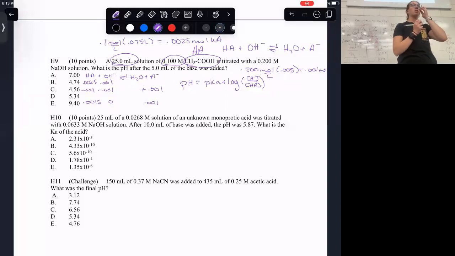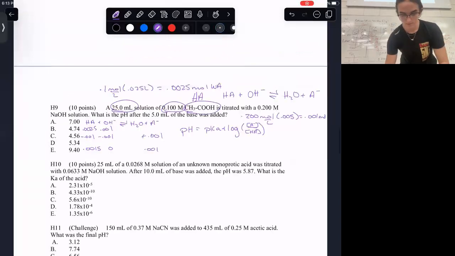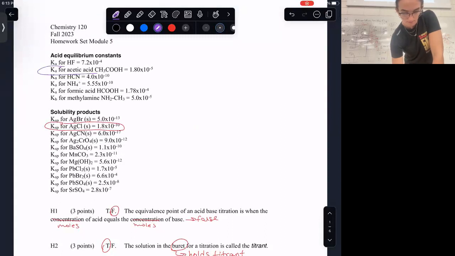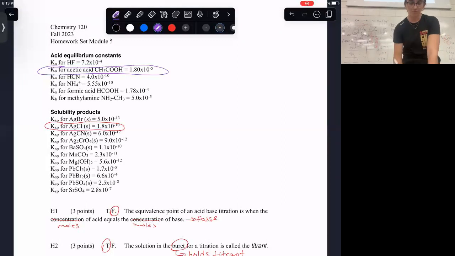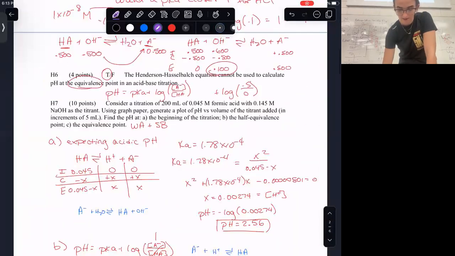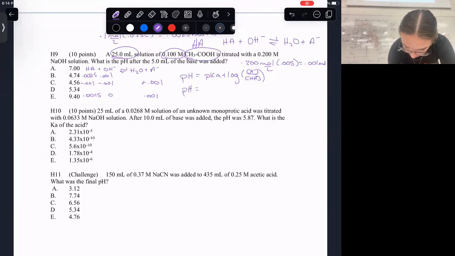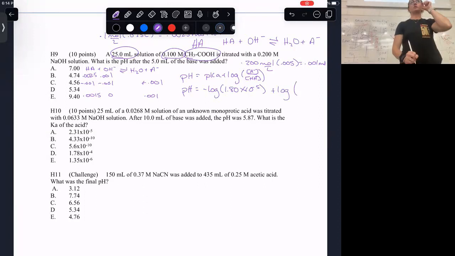Okay, do we know the pKa of our CH3COO minus... acetic acid here? The Ka is going to be 1.8 times 10 to the -5. So we can say pH will be equal to negative log of 1.80 times 10 to the -5 plus the log of... do we need to change to concentrations here for our Henderson-Hasselbalch?